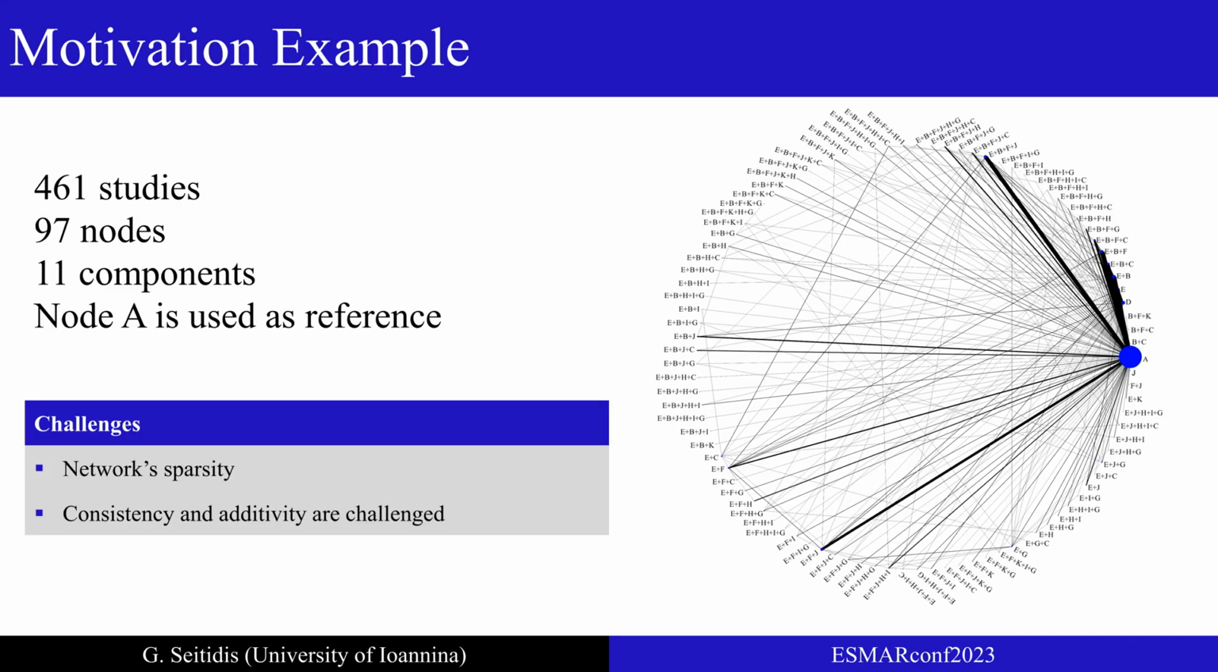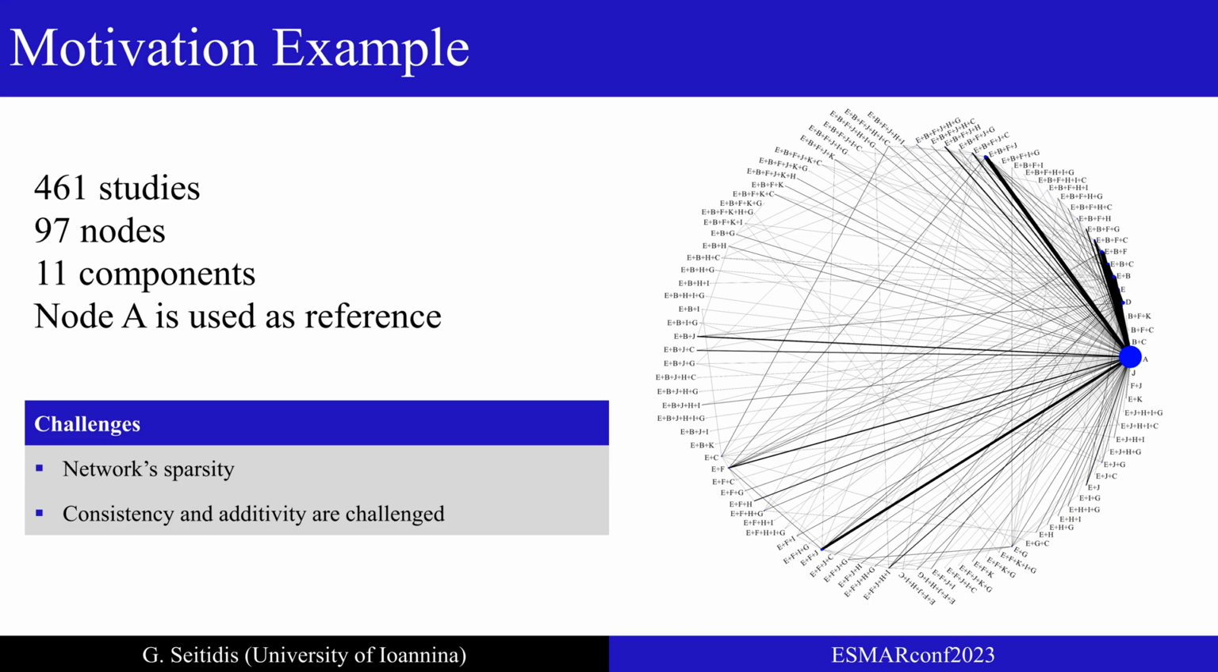To demonstrate the usage of the suggested tools, we will use an example of a network that compares the effectiveness of self-management interventions on reducing the levels of glycated hemoglobin. Interventions are masked as these results will be submitted soon to a medical journal and cannot be revealed beforehand. The network consists of 461 studies and includes 97 nodes and 11 components. Moreover, most comparisons involve node A, which is a control group, and it will be used as a reference in the network meta-analysis model.